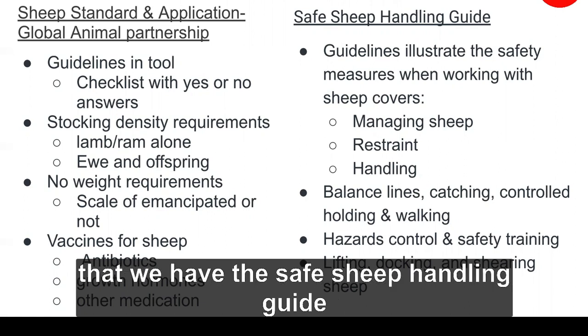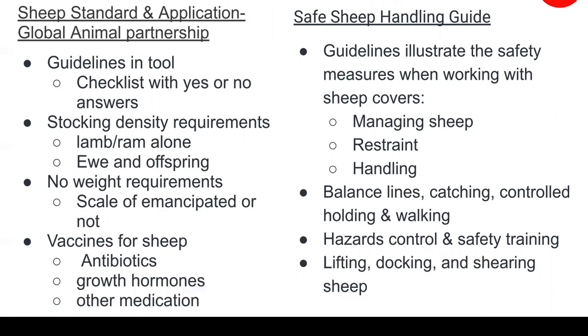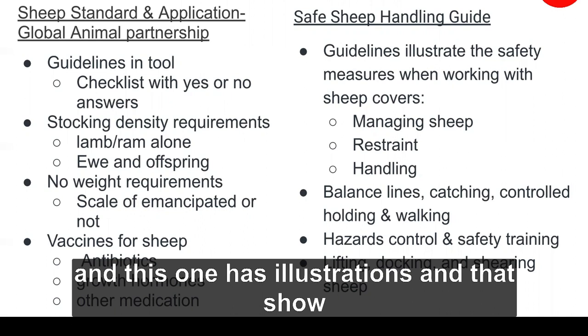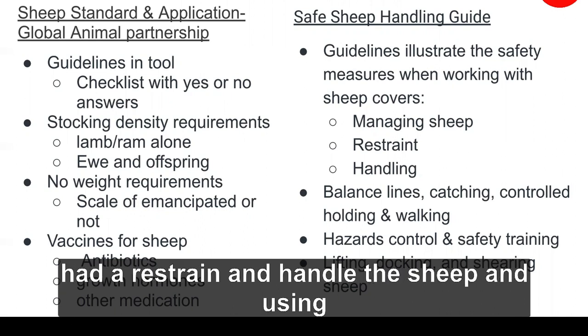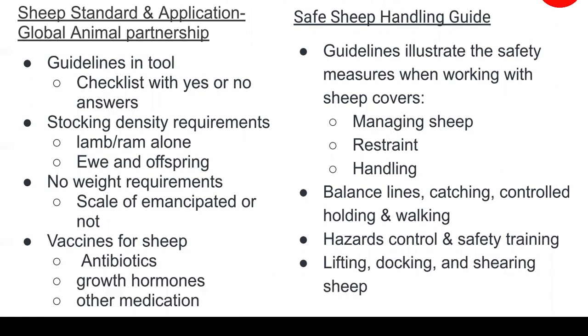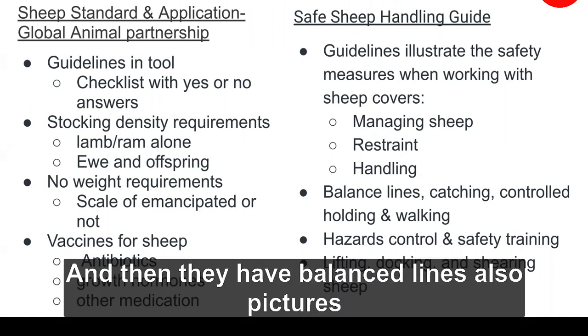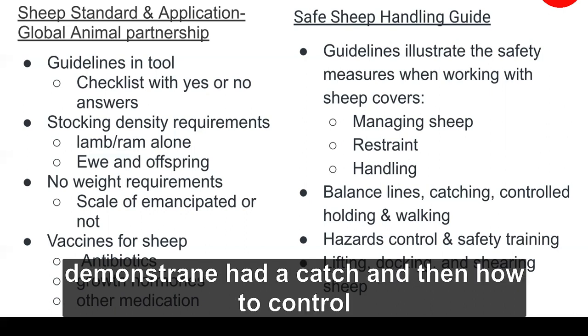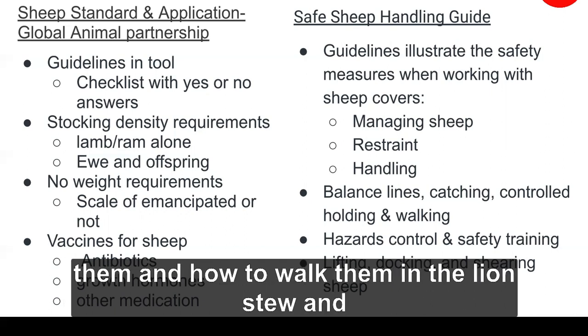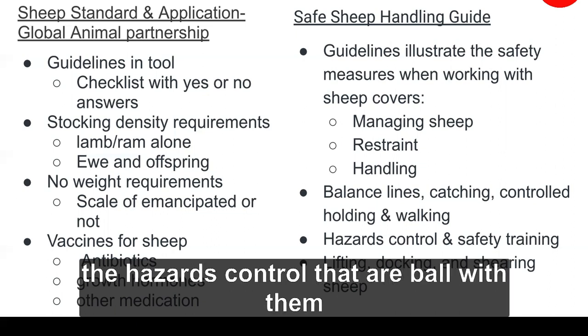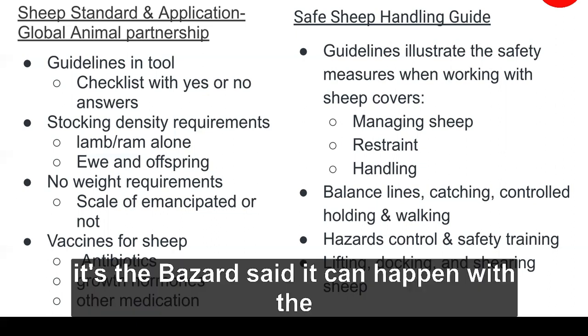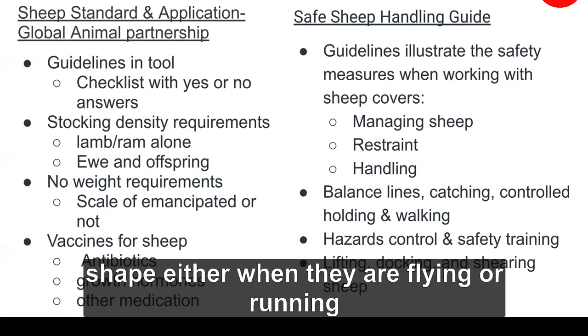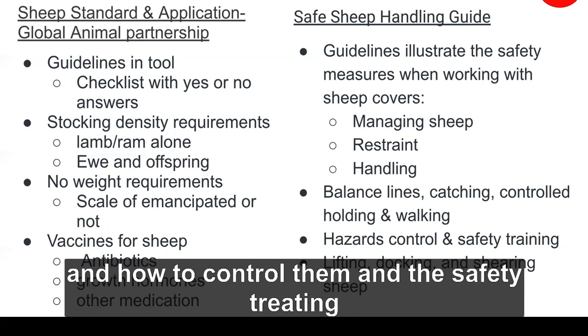And then on the right side, we have the Safe Sheep Handling Guide. And this one has illustrations that show how to restrain and handle a sheep using pictures. And then they have balance lines, also pictures demonstrating how to catch them and how to control them and how to walk them in the lines too. And then the hazards control that are involved with them. It's the hazards that can happen with the sheep, either when they are flying or running, and how to control them and the safety training for them.